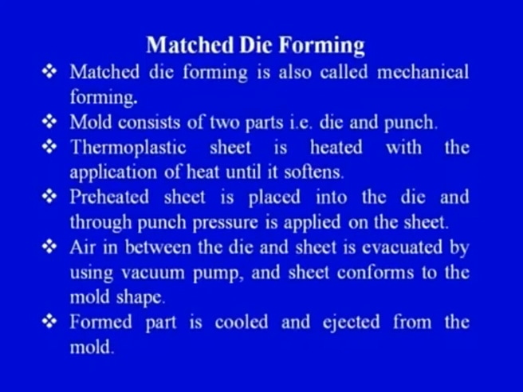The sheet has softened, and this soft sheet we have placed in between the die and the punch, and the pressure on the sheet would be applied through the punch and it would be placed on top of the die. So the preheated sheet is placed into the die and through the punch the pressure is applied on the sheet. Air between the die and the punch is evacuated by using the vacuum pump, and the sheet conforms to the mold shape or to the die shape. So whatever mold we have made or die we have made, the sheet will conform to the shape of the mold. So the formed part is cooled and ejected from the mold.